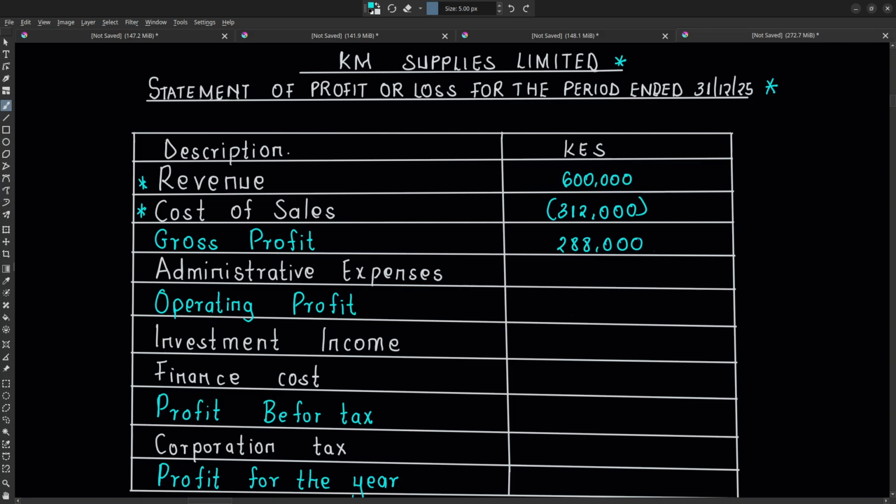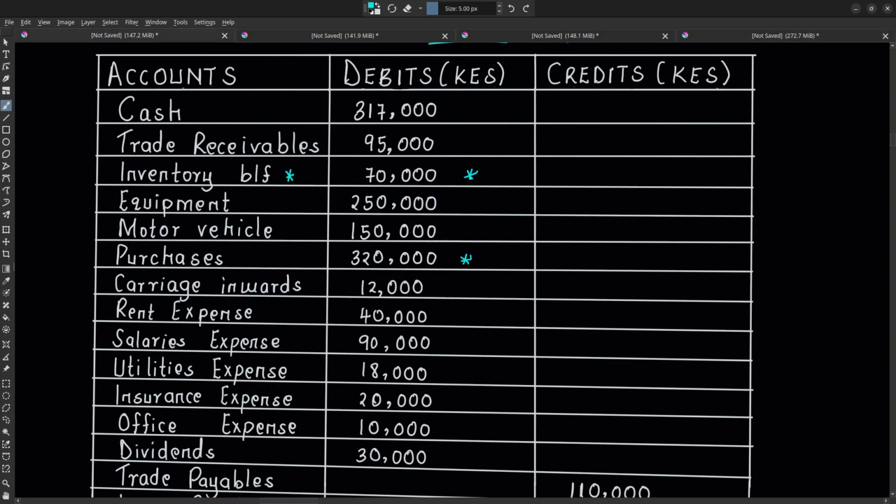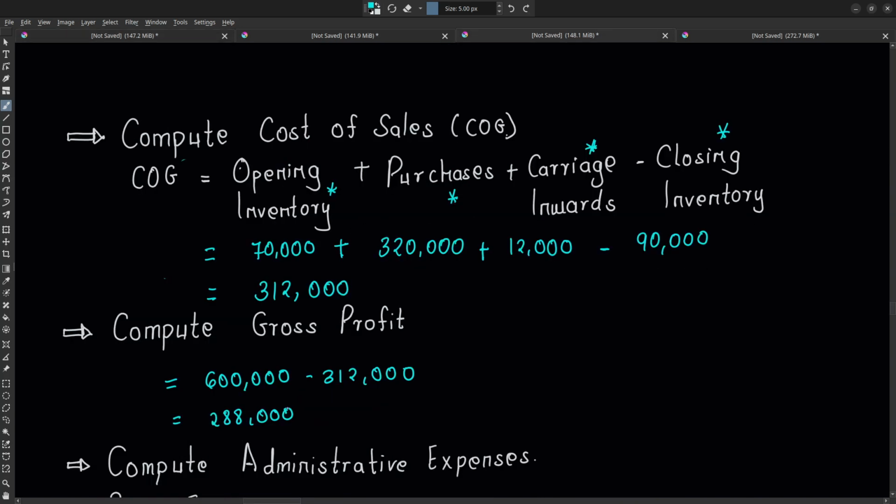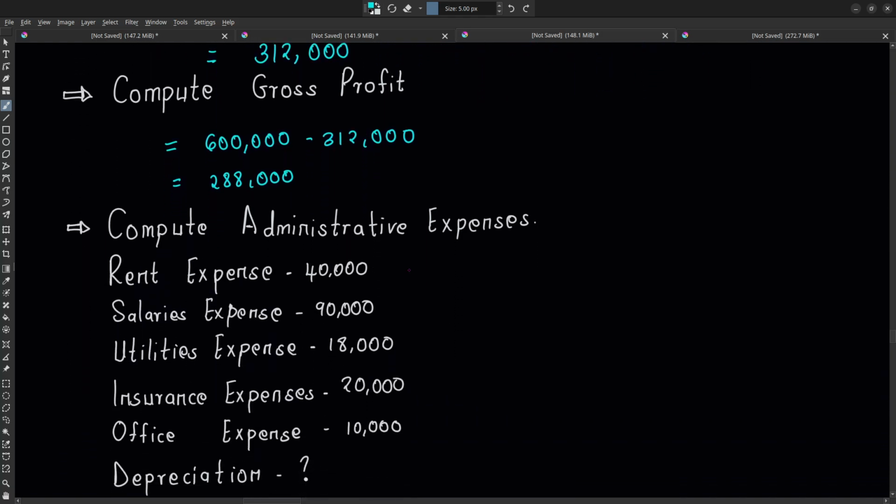Now next, let us look at the administrative expenses. Administrative expenses, you can see from our TB, we have accumulated costs of rent expense, salaries expense, utilities expense, insurance, and office expenses. Okay, so when we look at that, we first sum the rent expense, the salaries, utilities, insurance, and office, which will give us a total of 178,000.